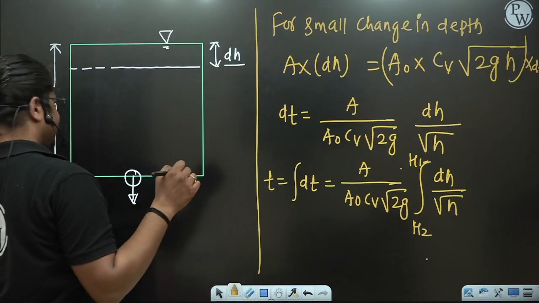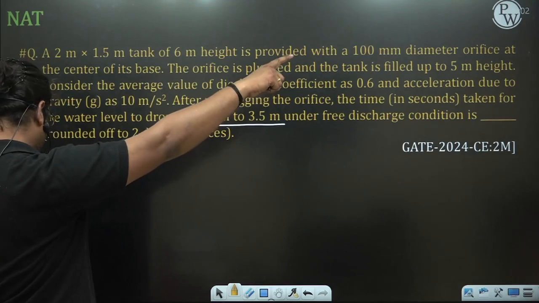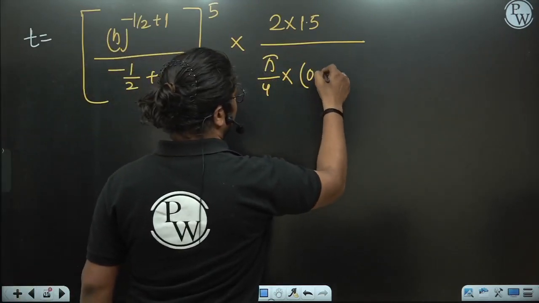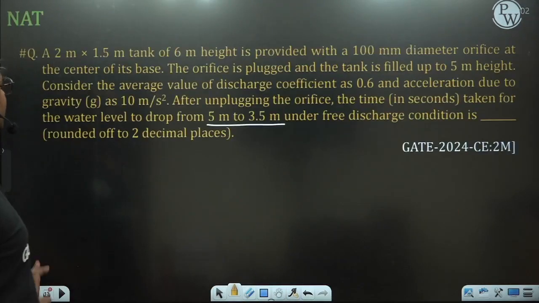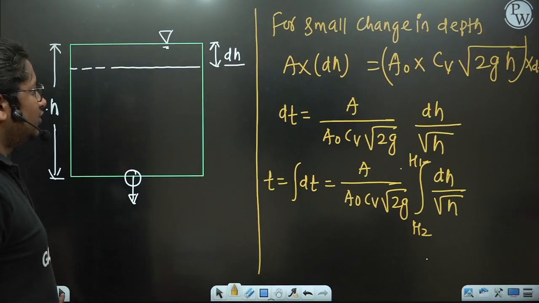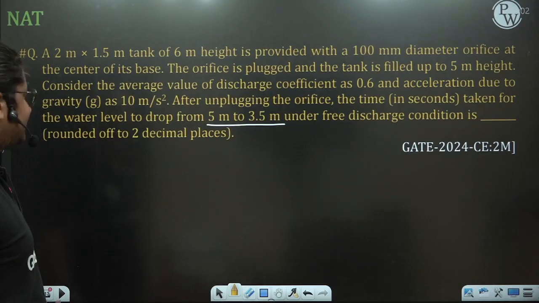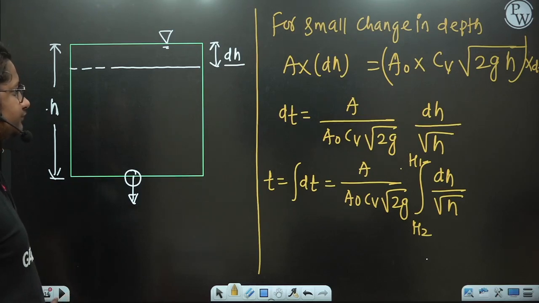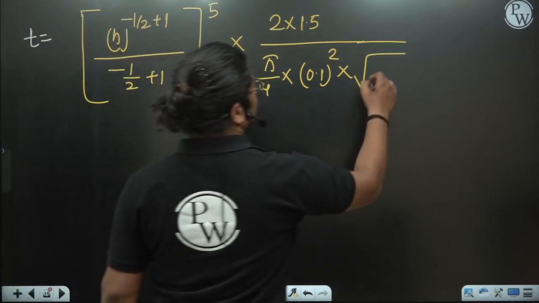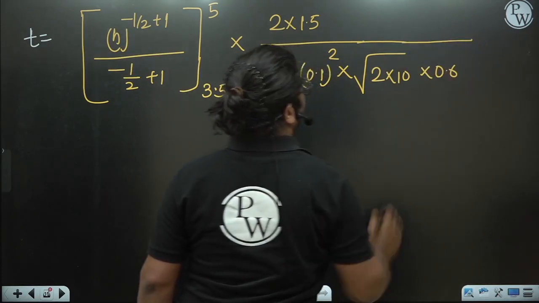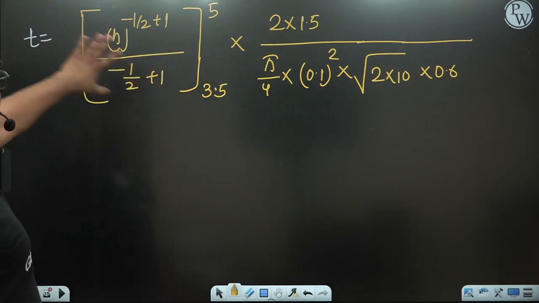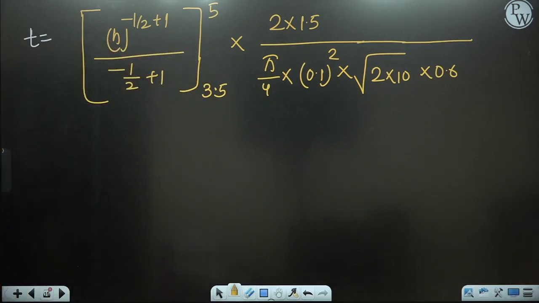A naught will be the orifice area. The orifice area will be pi by 4 into 100 mm, that is 0.1, whole square. Pi by 4, 0.1 whole square, into root under 2g. The g they have given is 10. So root under 2g, and the C_d they have given is 0.6. So 2 into 10 into 0.6 into 0.6. I think I have written all the things for all of you. Now it's a matter of calculation only, which you can all do as quickly as possible.